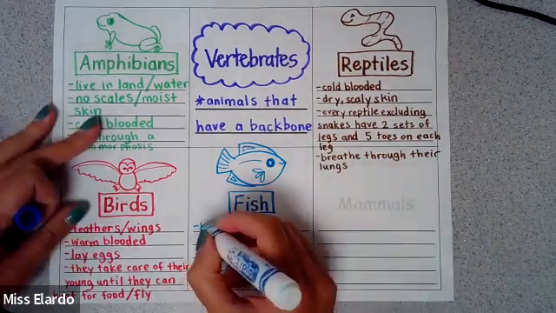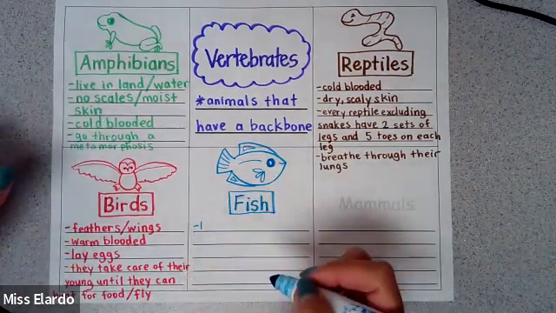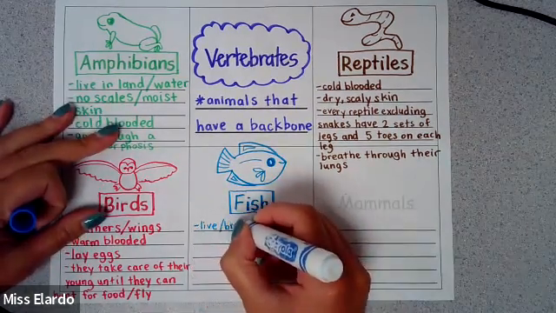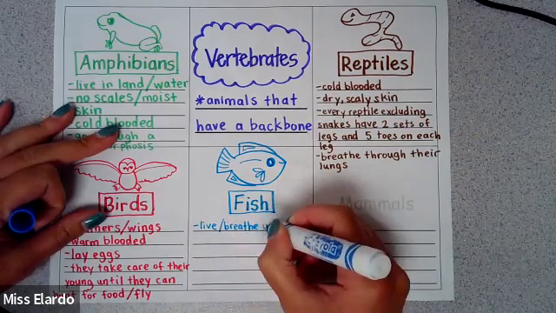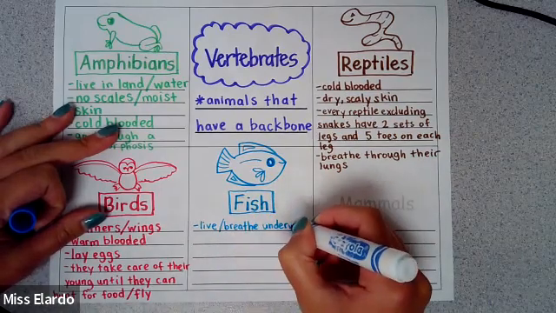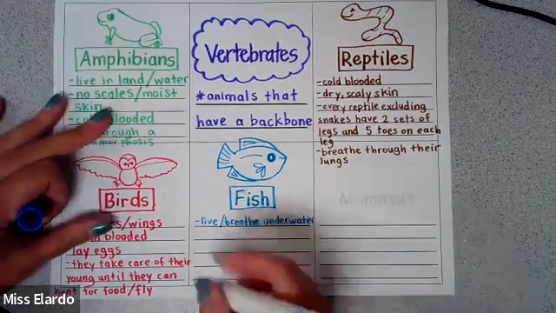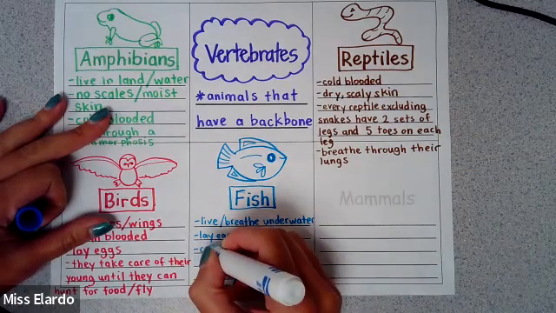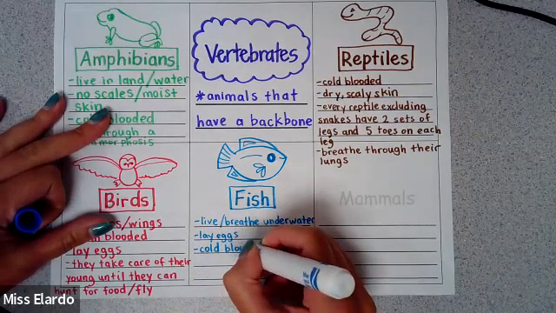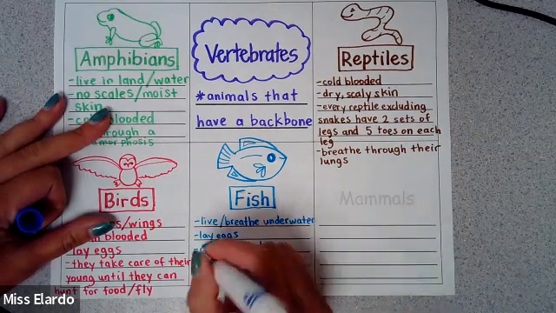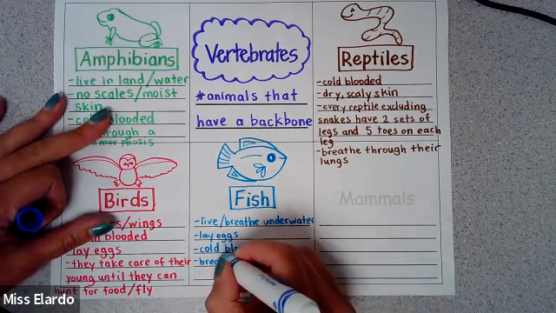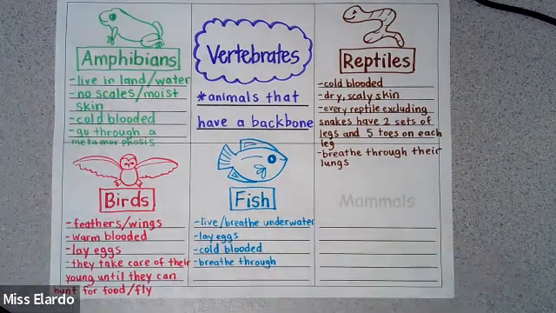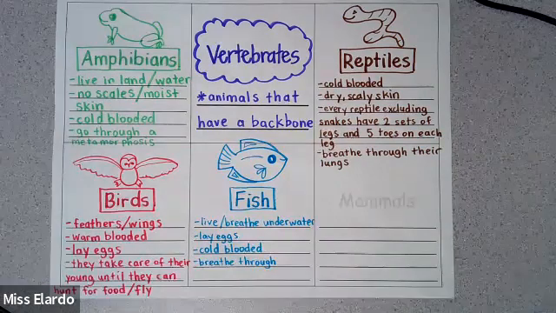Okay, so fish live and breathe underwater. Okay, they also lay eggs. They are cold-blooded. They breathe through... Does anybody know what those special things are that they breathe through? Not lungs. Sophia.